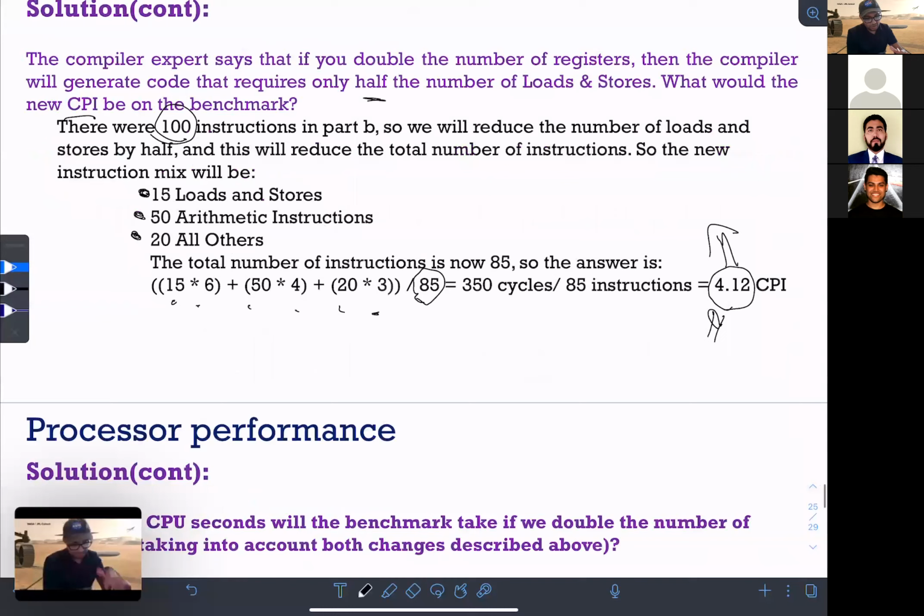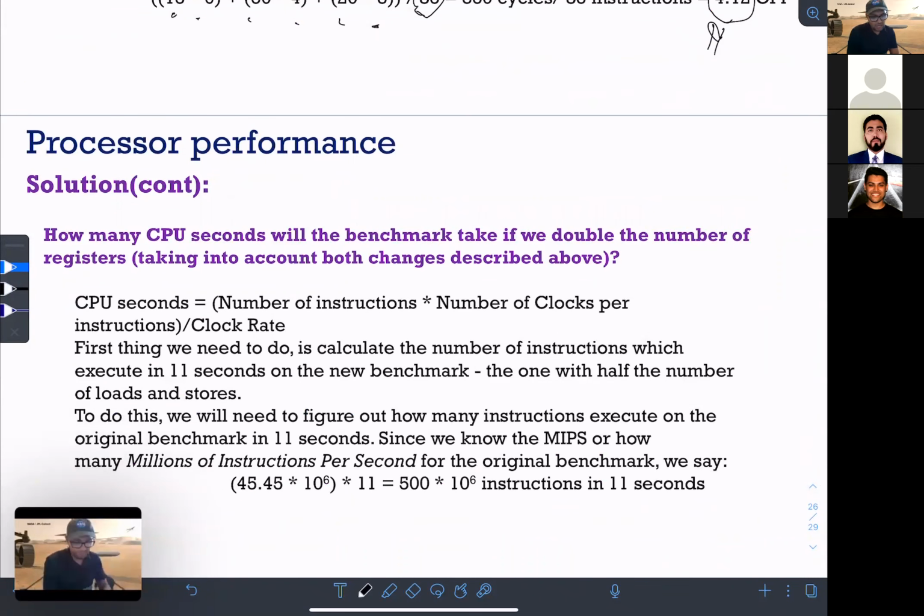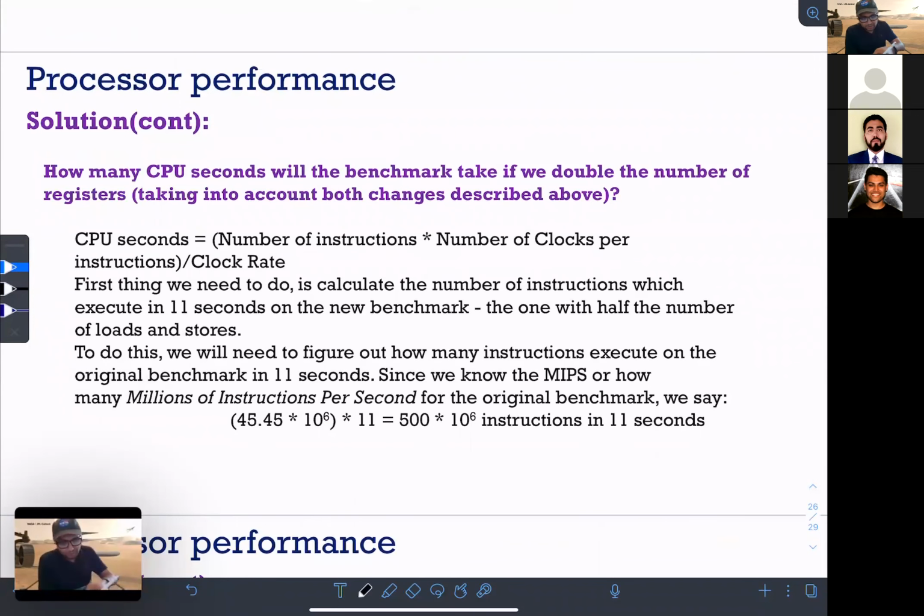Okay. Now we're going to add more fun stuff, right? How many CPU seconds? That means I'm looking for CPU time. Will the benchmark take if you double the number of registers, taking into account both the changes described above? That means a 20% increase of the cycle duration, which flips into the maximum frequency being 166 megahertz, and the compiler people, which flips into the CPI being 4.12. Calculate for me now the new CPU time. So how you're going to do it is just applying some stuff, right? CPU time is number of instructions over clock rate.